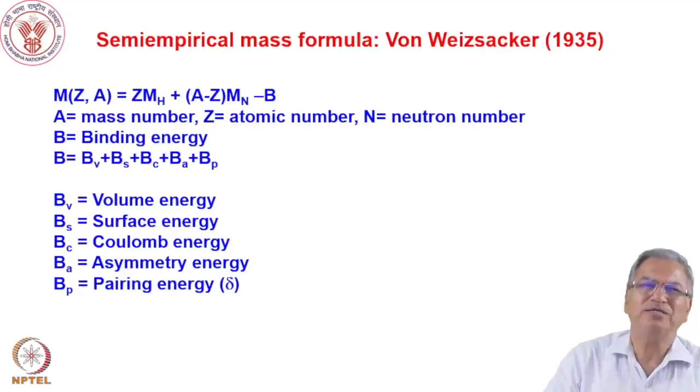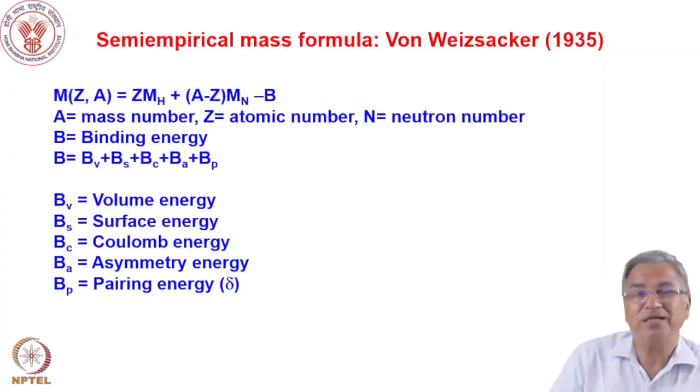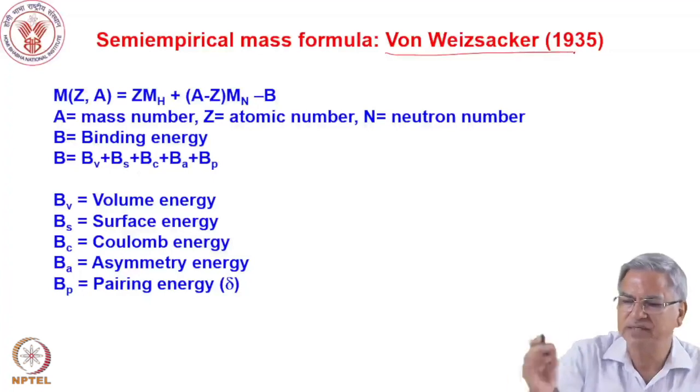So the important part of the liquid drop model lies in its success in predicting the masses of the nuclei. That is a very important success of the liquid drop model. And our focus will be more on calculating the binding energy of the nucleus and thereby the nuclear mass. This semi-empirical mass formula, by semi-empirical we essentially mean that it is based on some phenomenology analogous to the liquid drop model, but the constants of the mass formula are obtained empirically using the experimental masses of nuclei. And it was proposed by von Weizsäcker in 1935.